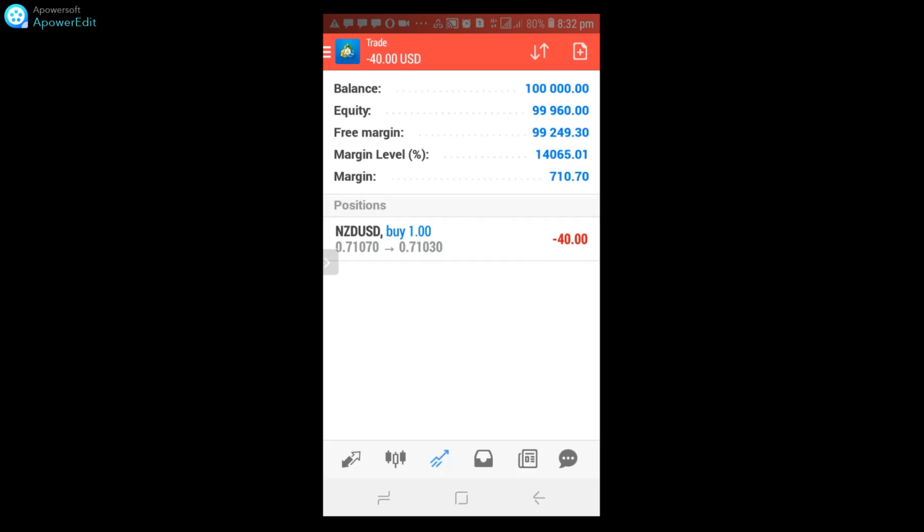0.71070, that's your entry point. Now, the value you see under that blue 1.000 is the point at which the market is. Where you have 0.71021 now, that's the current condition of the market. Now, what if that value reaches 0.71070, then you will start being in profit.